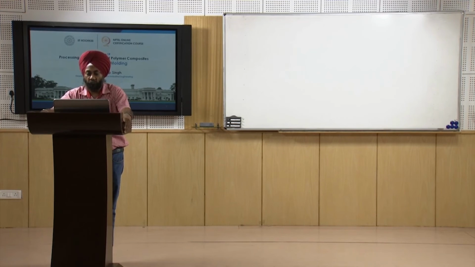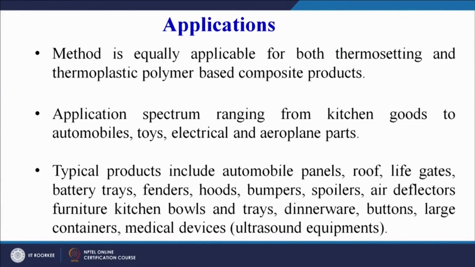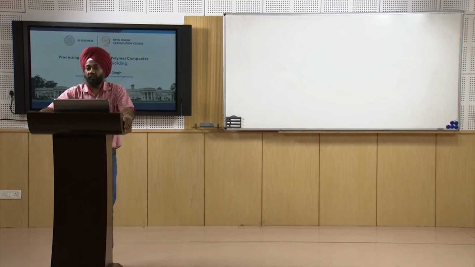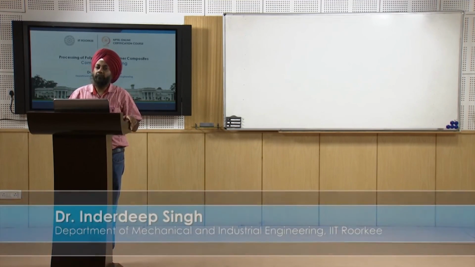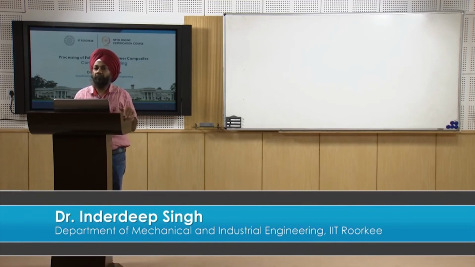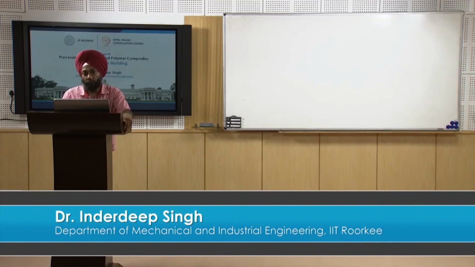To be very specific, automobile panels, roofs, lift gates, battery trays, fenders, hoods, bumpers, spoilers, air deflectors, furniture, kitchen bowls and trays, dinnerware, buttons, large containers, and medical devices can be made using the compression molding process. If you see most of the applications, the depth is not that much. Usually flat products, flat geometries, are made using the compression molding process.